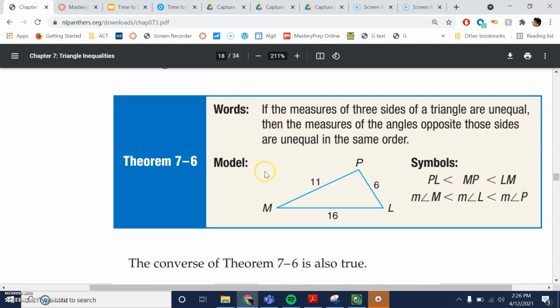Okay, so we are now going to do the opposite of what we did yesterday. So now we're going to give a bunch of sides, and you're going to tell me which angles are the least measure, the second least measure, and then the greatest measure. So here's what you need to write.